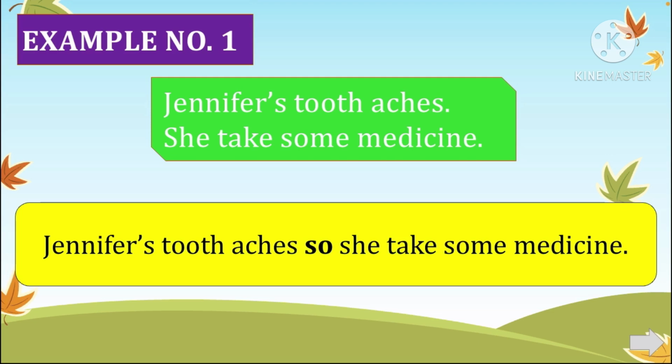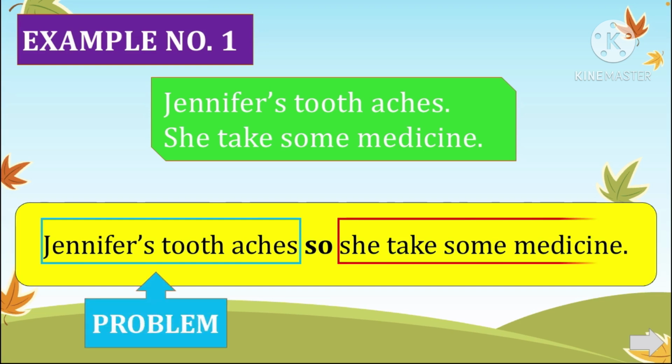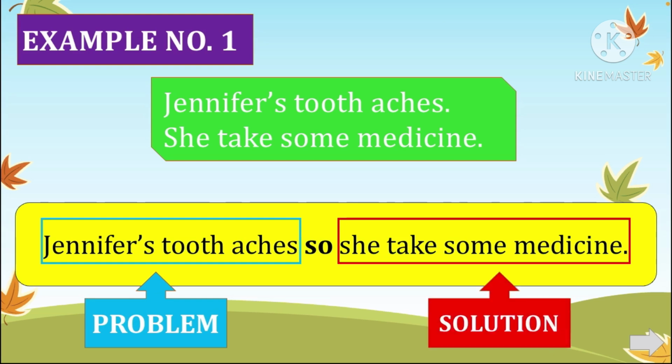When we formed it into a compound sentence, it will be: Jennifer's tooth aches, so she takes some medicine. And here, the problem is Jennifer's tooth aches, while the solution is she takes some medicine. The coordinating conjunction is the word so.